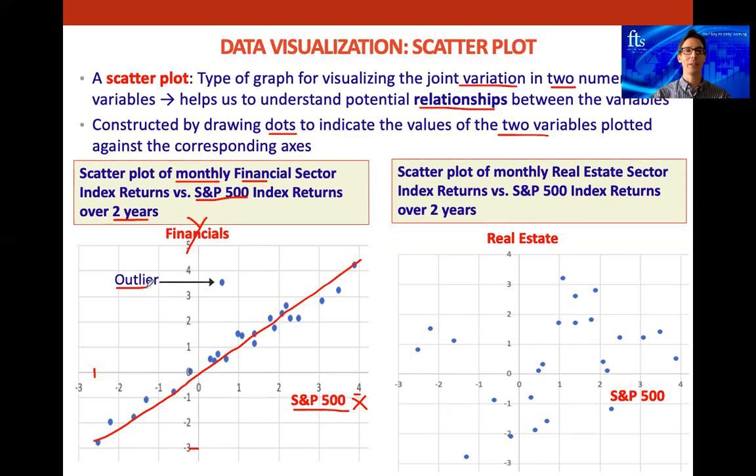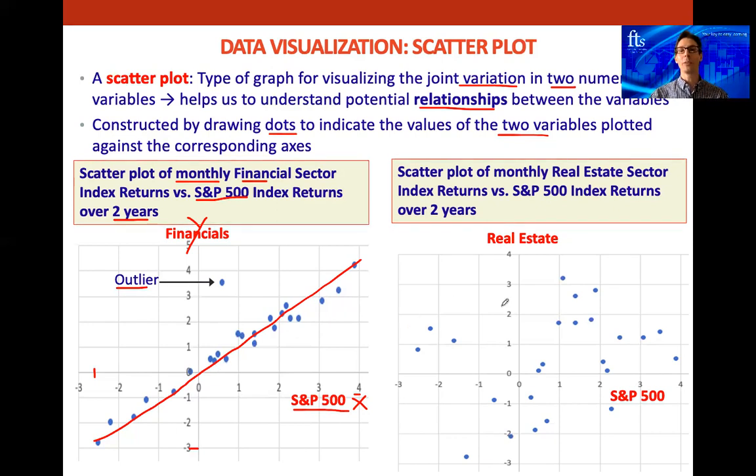We call this an extreme value because in this outlier here, the S&P 500, let's say, did 0.5%, but the financials did 3.5%. So the financials way outperformed the S&P 500 in that particular month, whatever month it was.